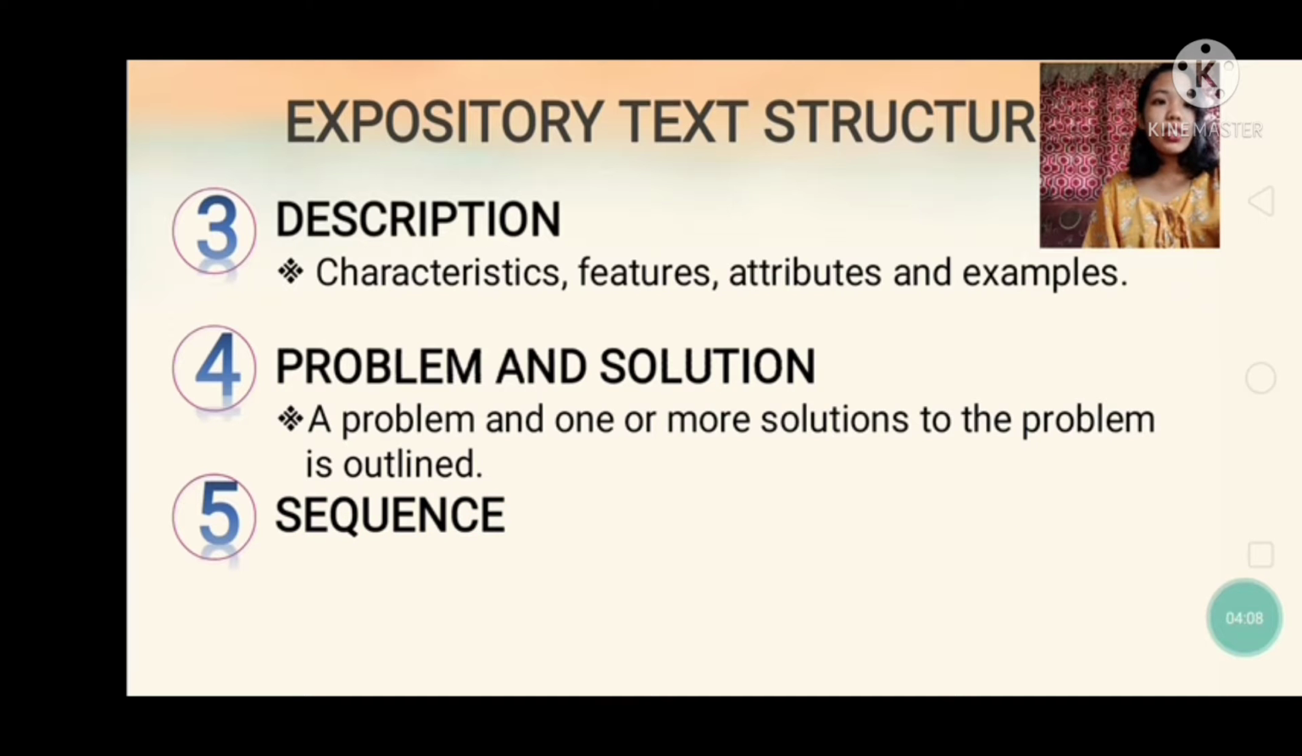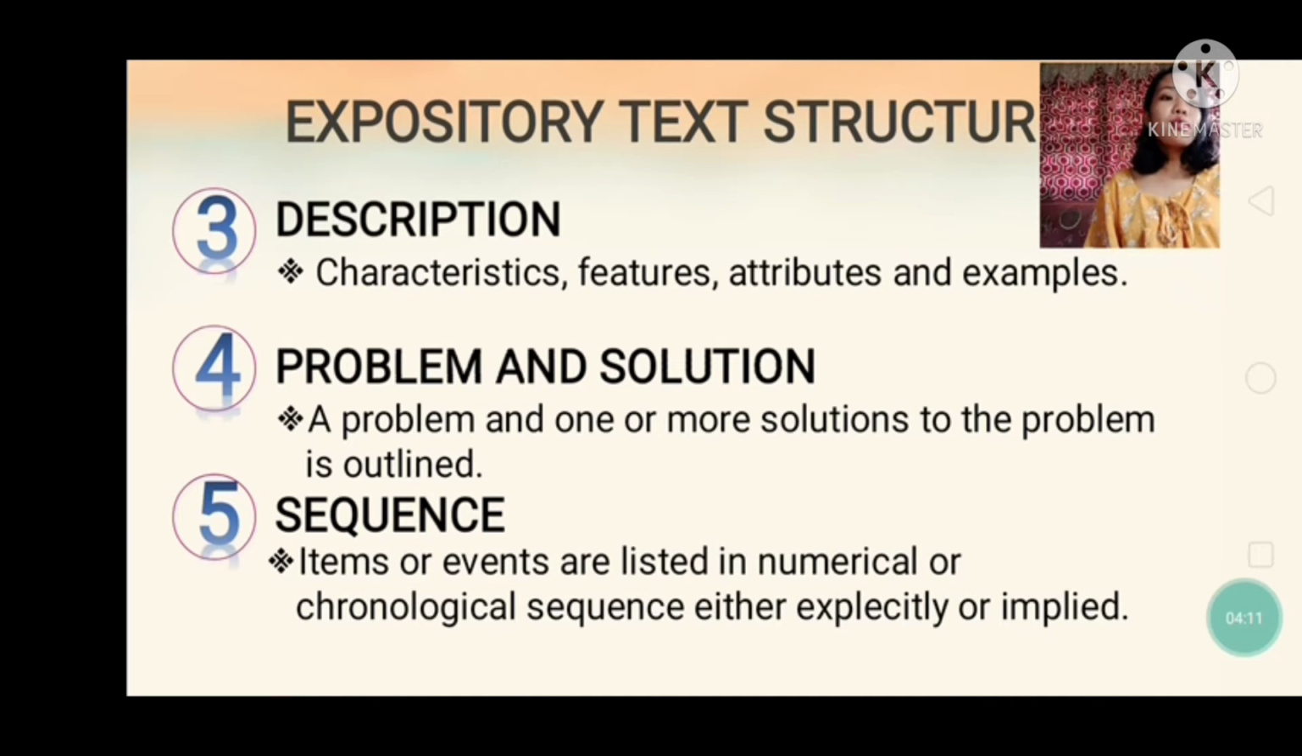And number 5 is the sequence. Items or events are listed in numerical or chronological sequence, either explicitly or implied. Here we can show procedures or step by step, just like baking a cake, or in mathematics a formula, for example the Pythagorean theorem, and in science the laboratory steps on how to dissolve solid, liquid, and gas, something like that.